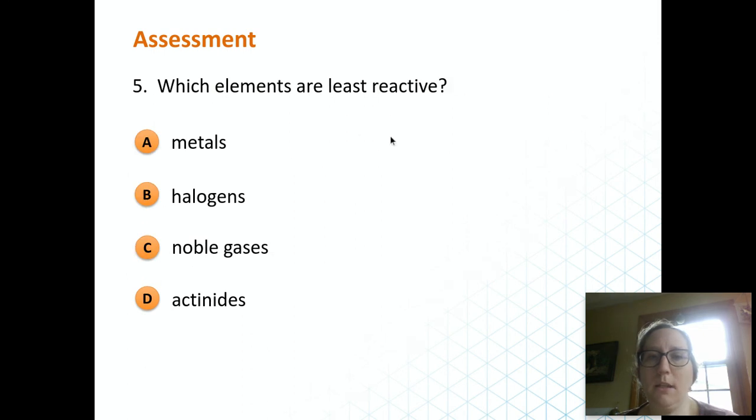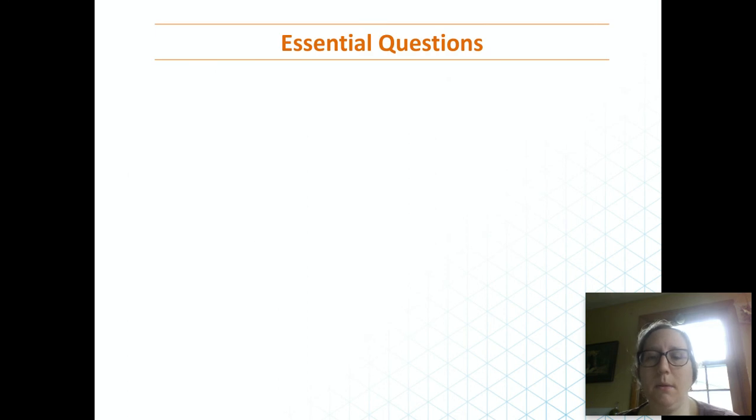Which elements are least reactive? Noble gases, but again, we won't get to that until the third section. I'm not real happy with these slides, but that's okay. Back to the essential questions, because that's why we're here.